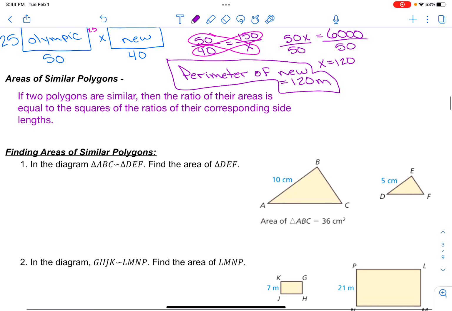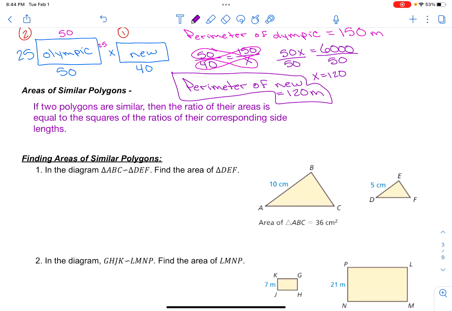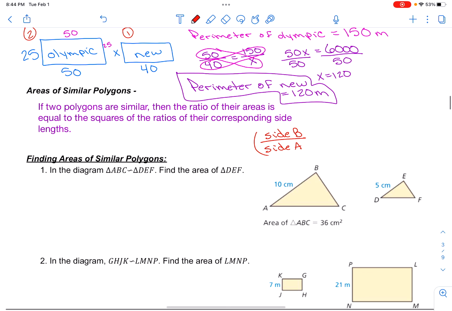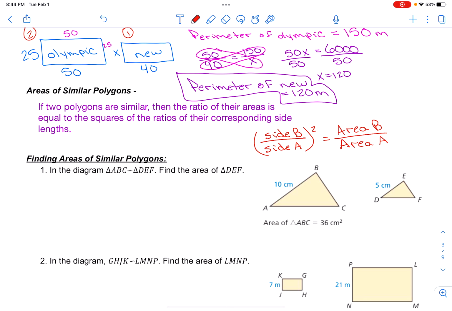So I'm going to do my best to explain this. Let's see. Let's say side B over side A squared equals area of B over area of A.